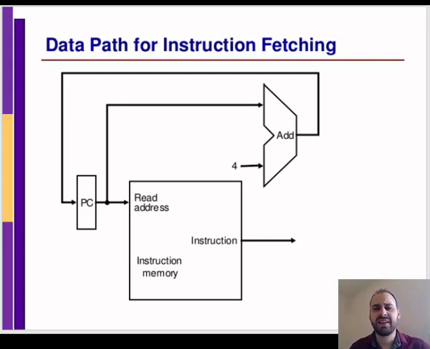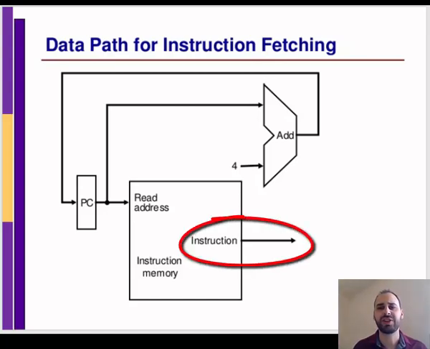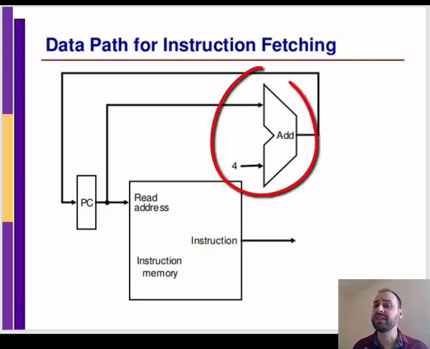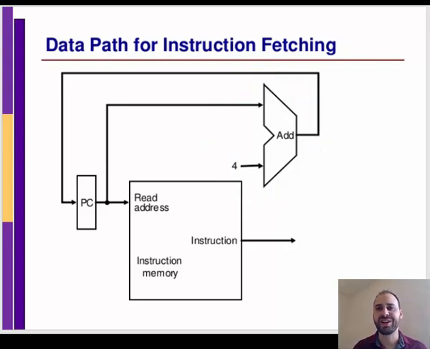If we look at the data path for the instruction fetch stage, we're basically doing the following. We're reading instruction memory, so we get an address going into instruction memory, and out comes the machine language instruction. We're also adding 4 to the program counter. That doesn't mean we are writing it back to the program counter immediately. That's going to happen at the next rising edge of the clock cycle. So we have this happening in the instruction fetch stage.